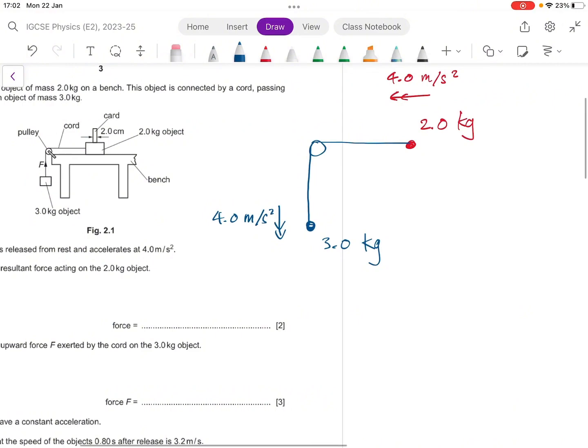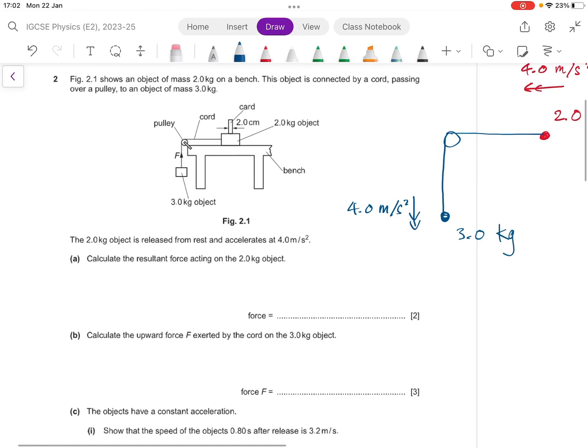Now, let's deal with the first question. Calculate the resultant force acting on the 2 kg object. That's pretty straightforward. So we have force is equal to mass times acceleration. The mass is 2 kg, the acceleration is 4 meters per second squared. So the resultant force acting on the object is going to be 8 newtons.